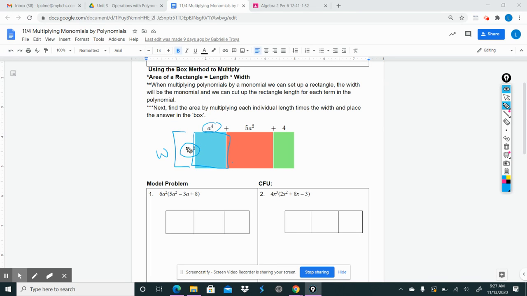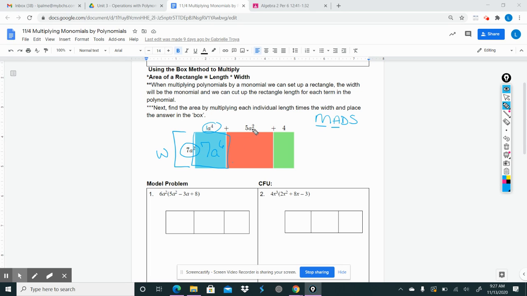Okay, so we have a to the 4th times 7a squared. We have to remember MADS. When you multiply, we add the exponents. However, with coefficients, those get multiplied. So 7 times, remember there's an invisible 1 here, is 7. A squared times a to the 4th is a to the 6th. And then you keep on going down the line.